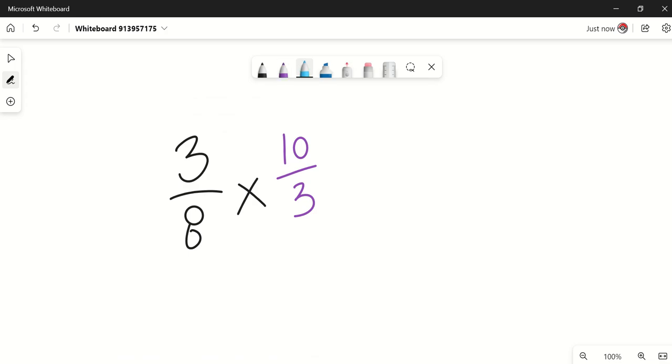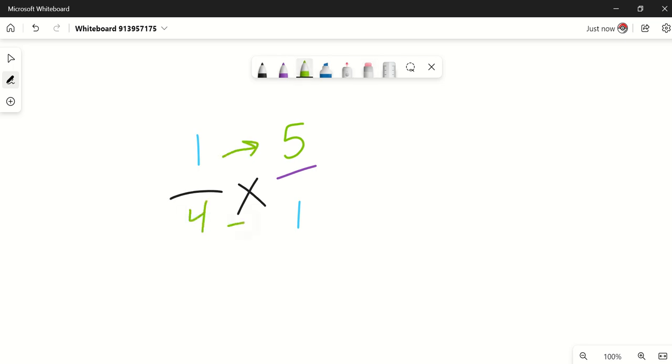Cross simplification check first. Now, I told you guys you don't have to use cross simplification, but if you don't, this is going to be a lot harder because you're going to be multiplying 3 times 10 and then 8 times 3 and then trying to simplify that. Otherwise, you can do this. The two 3s here are the same number. Therefore, they cancel out, and I get 1s instead. And then on the other side, I have 8 and I have 10. Both have 2 as a common factor. If I divide 10 by 2, it will become 5. And if I divide 8 by 2, it will become 4.